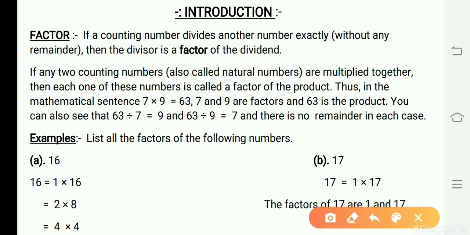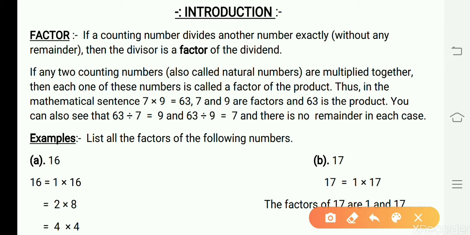Factors. If a counting number divides another number exactly without any remainder, then the divisor is a factor of the dividend. If any two counting numbers, also called natural numbers, are multiplied together, then each one of these numbers is called a factor of the product.